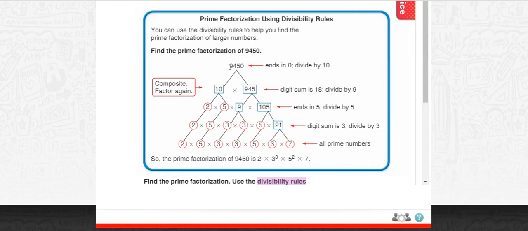Okay, now we have 9,450. It ends with 0, which means it's divisible by 10, okay? And then you have to write 10. Then you use your calculator, okay? Or simply, when you have a number like 9,450 and you divide by 10, the answer will be 945, okay? And the final or the ones place, it has 5.